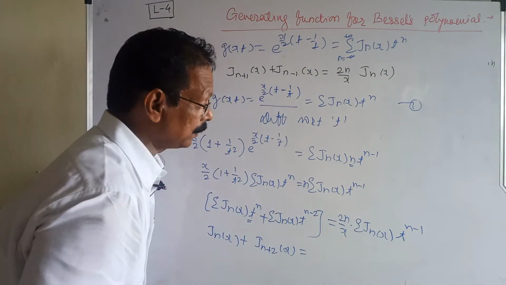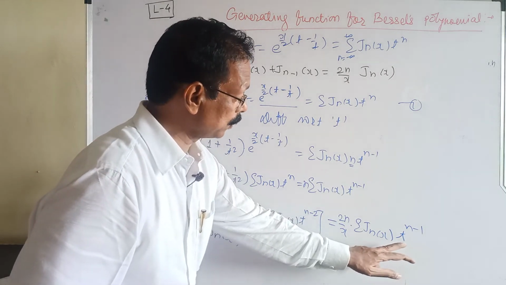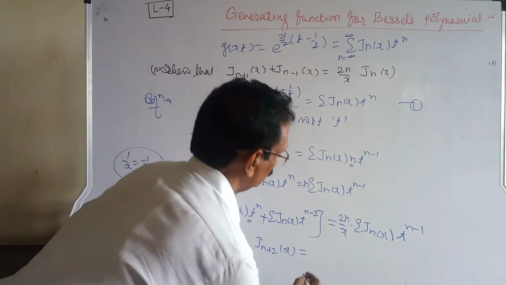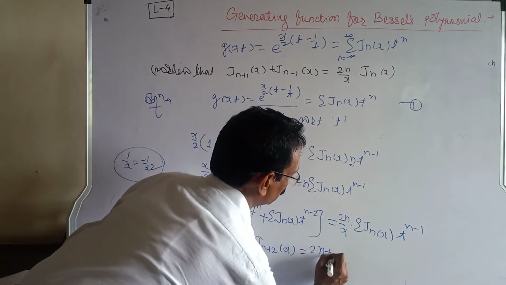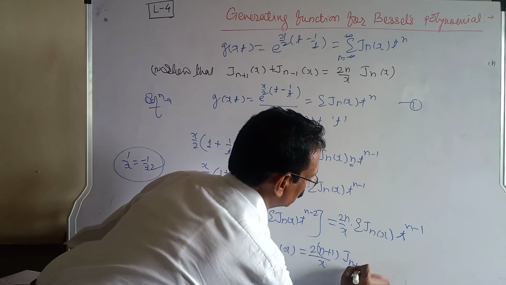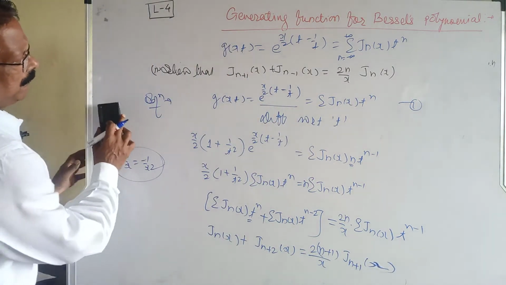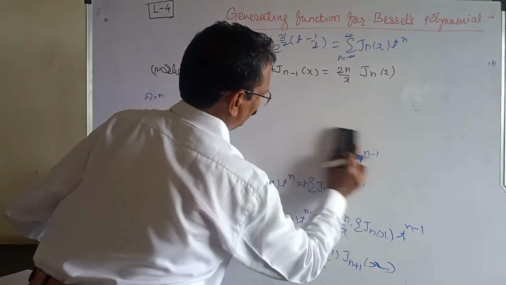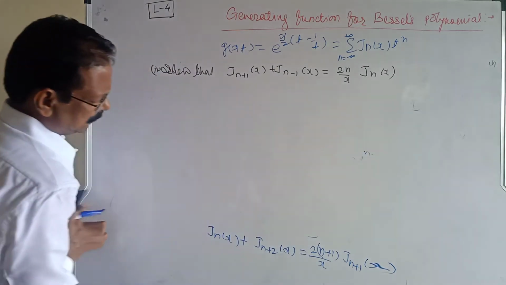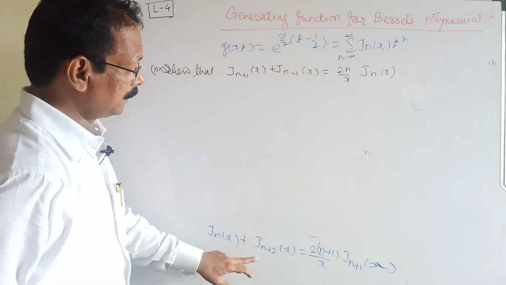Then what we have to do here, comparing the coefficient of t raised to n, we have to replace n by n plus 1. So it is 2 into (n plus 1) by x into J(n+1)(x). So this is the next equation here. Then what is the solution here? If we don't get the last step, see after the equation, this is the solution that we have to show, and this is the last step.